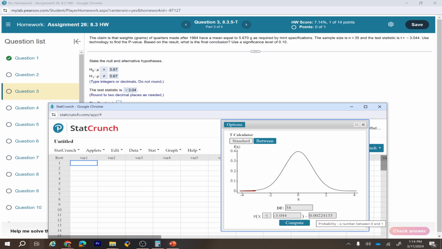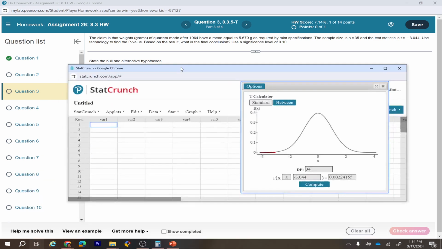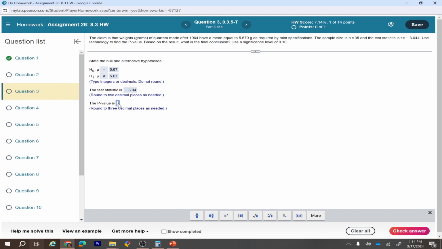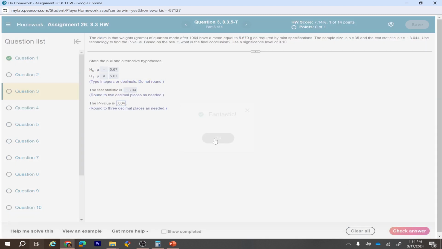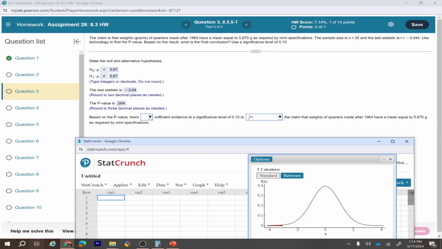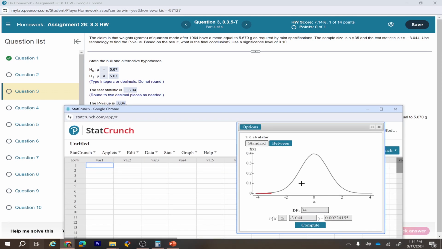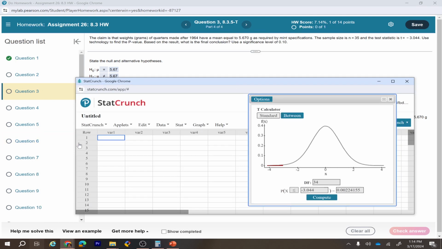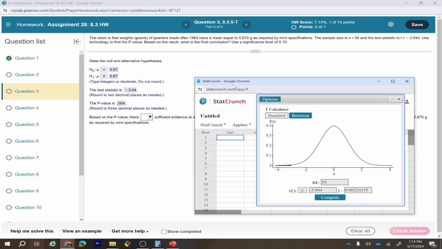So if you multiply this by 2 and round it to 3 decimal places, it's 0.002 times 2, which is 0.004. You find the area under the curve to the left of this test statistic, but because this is a not-equal, two-tailed test, we have to multiply that area by 2. Okay, so don't forget about that. If it's just a left-tailed test, you just copy the answer. But if it's two-tailed, you have to multiply the area by 2.